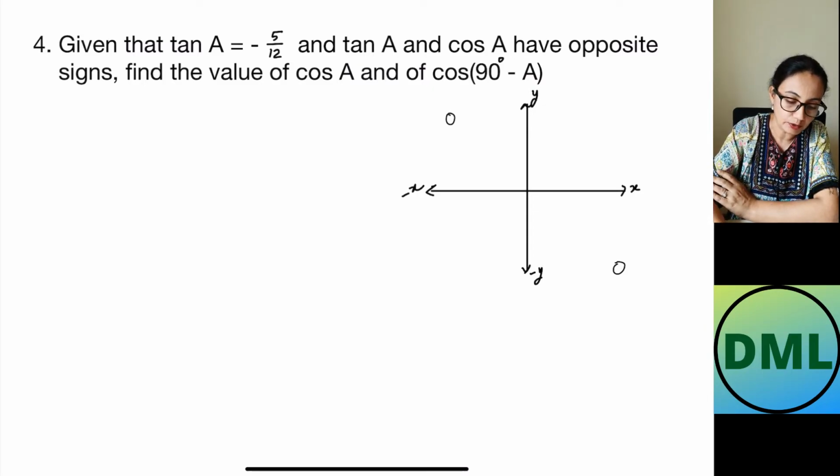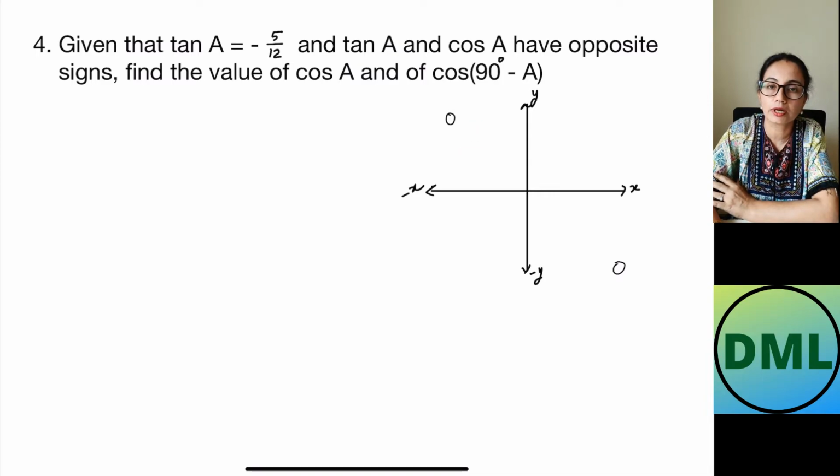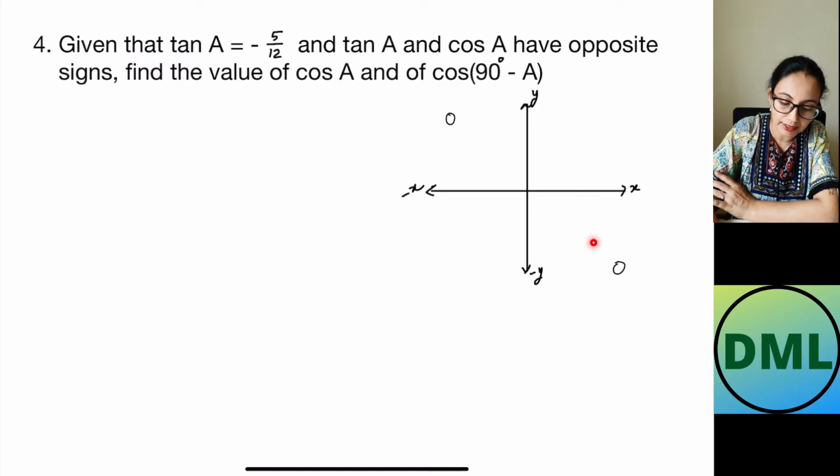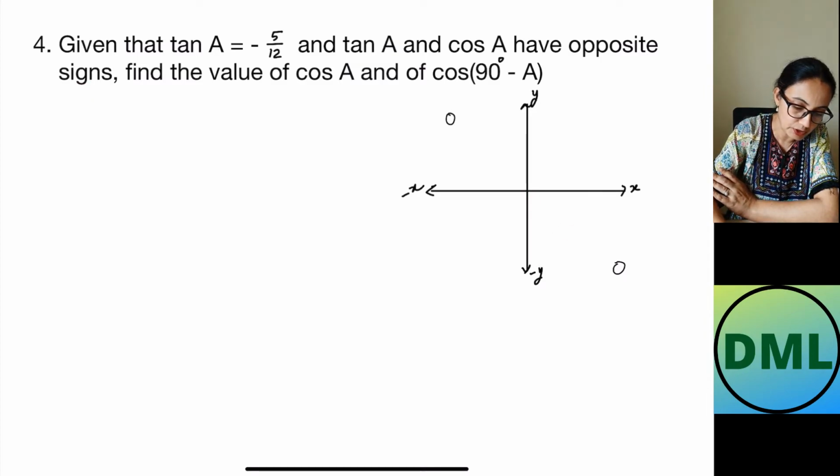But I need to consider that tan A and cos A have opposite signs. In this quadrant, tan theta and cos theta both are negative. But in the fourth quadrant, cos theta is positive and tan theta is negative. That means if I take the fourth quadrant, tan A and cos A will have opposite signs. I need to draw my triangle in the fourth quadrant. Let's draw the triangle in the fourth quadrant here.